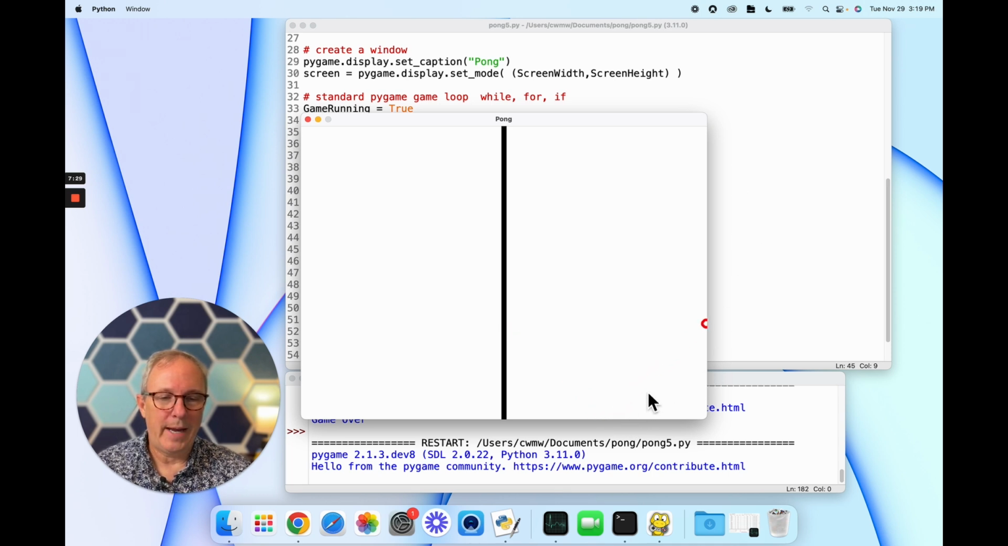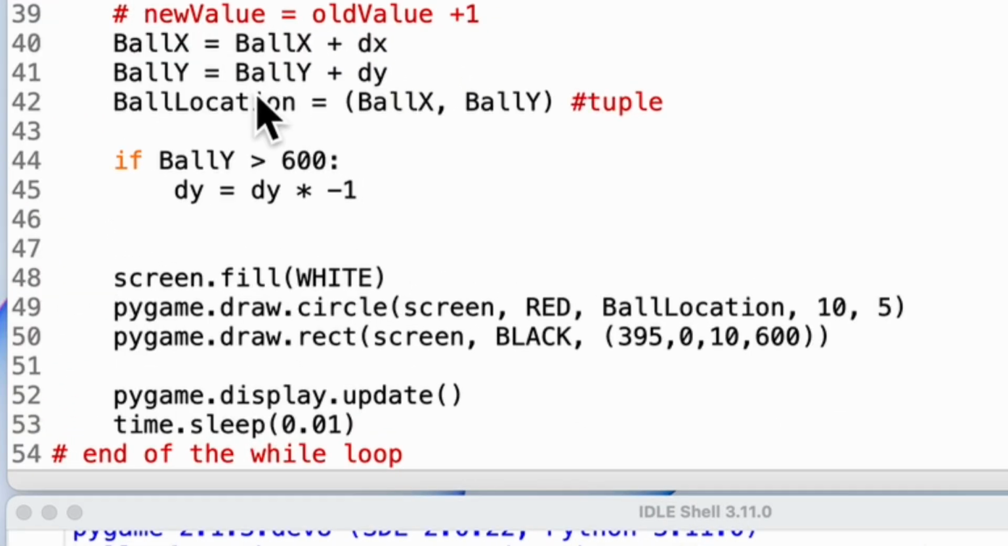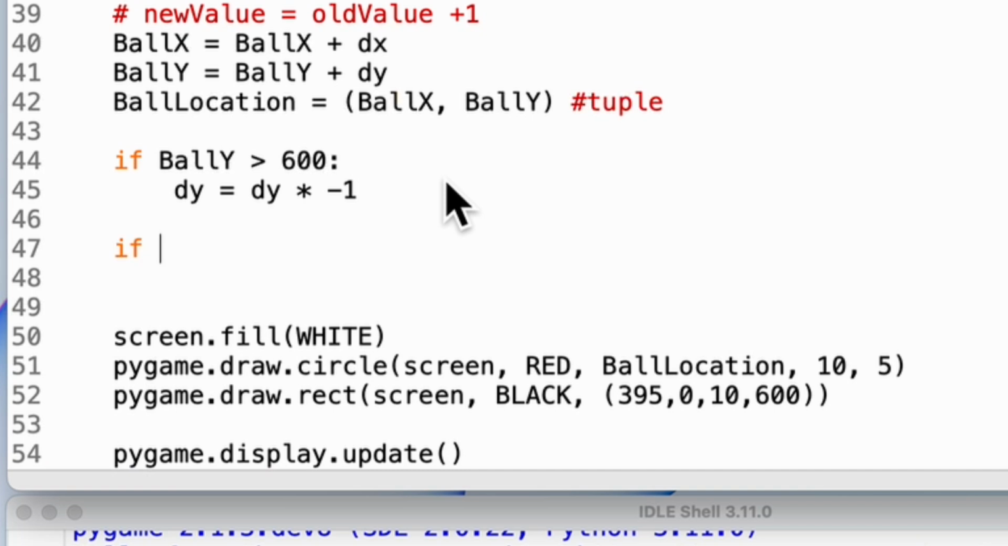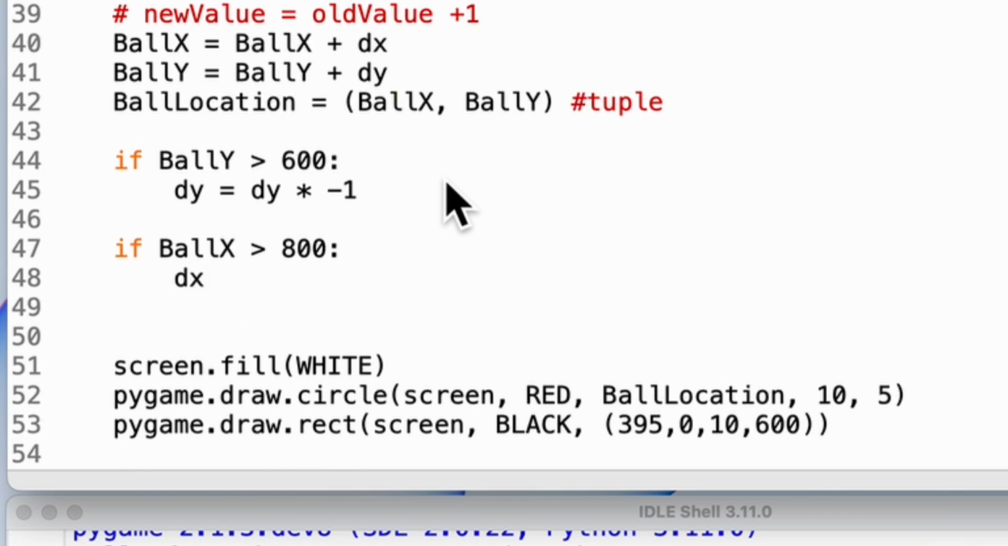And notice how it bounced off of that, but then it just kept going. Okay, so let's close that down. And let's put a command in here for the ball X to see if ball X is greater than 800. Remember, 800 is the width of our screen. Then we're going to say dx equals dx times negative 1.